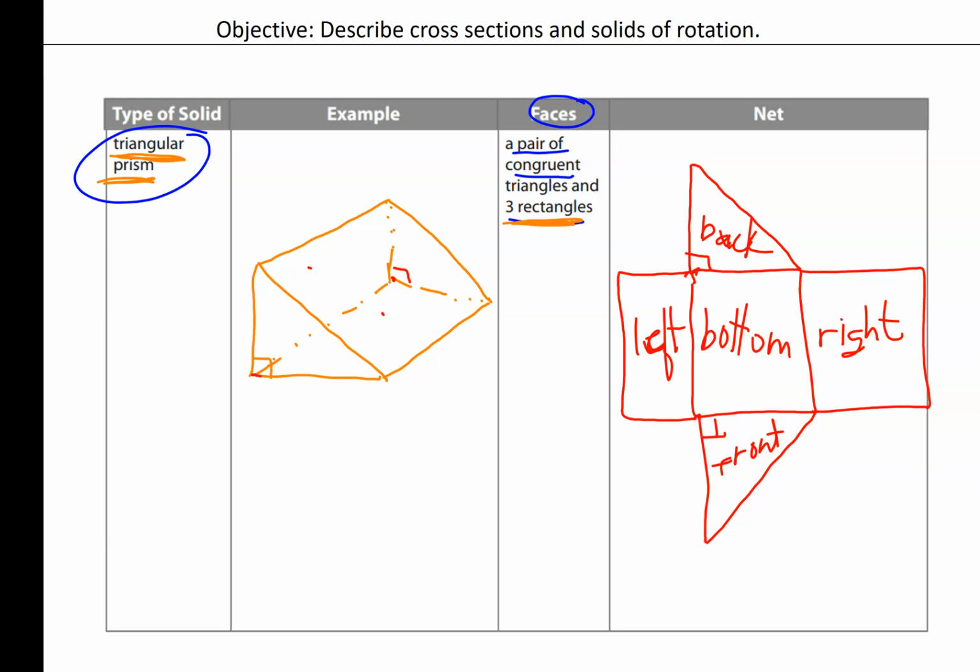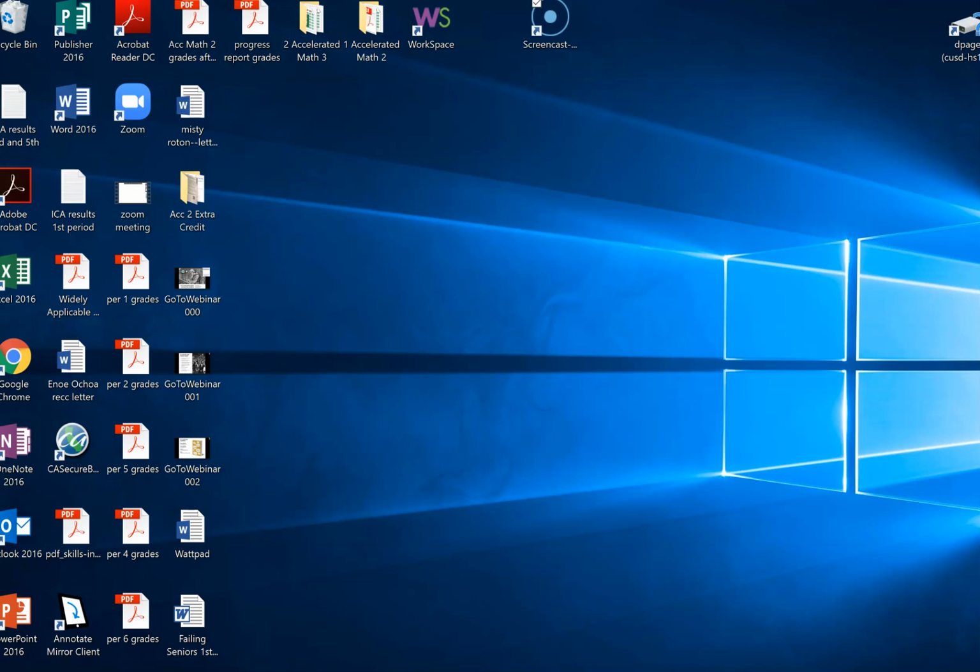And then what we can do is in surface area, one of the strategies we can use is to find the area of the 3 rectangles, the area of the 2 triangles, and then add them all together, and that would give us the surface area of the total prism. All right, let's take a look at what's next.